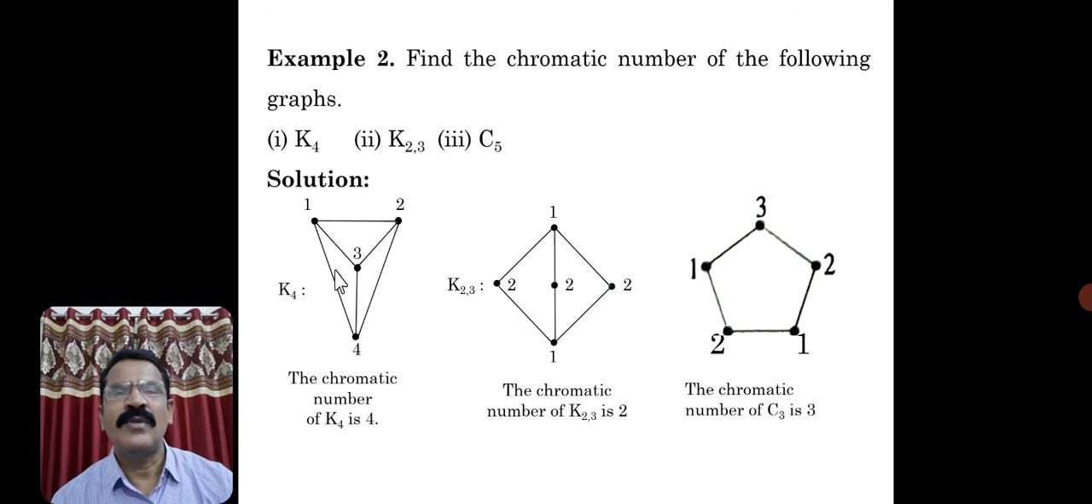Because what do you mean by a complete graph? A complete graph is nothing but every pair of its vertices are adjacent. When every pair of its vertices are adjacent, how is it possible to reduce the number of colors?